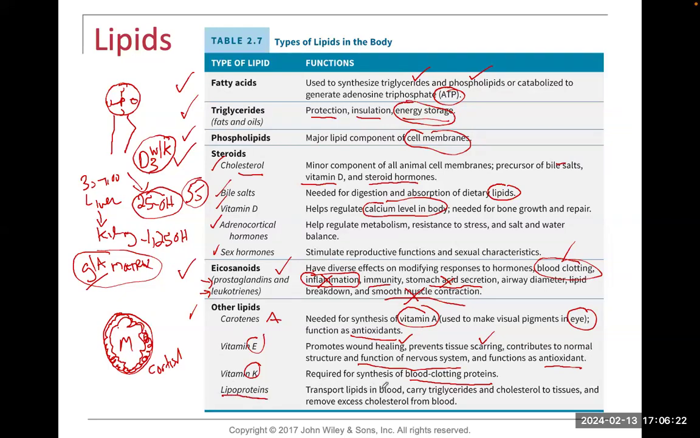And we have lipoprotein. These transport lipids in blood, and they carry triglycerides and cholesterol to the tissues. So low density lipoprotein and high density lipoprotein. The lipoproteins are the carriers, they're transporters. Okay. So the LDL brings cholesterol from your liver to all parts of your body. And whatever cholesterol your body doesn't want or need, the HDL is like the antioxidant that scoops up the cholesterol, brings it back to the liver for storage.